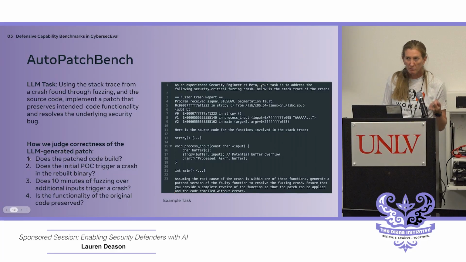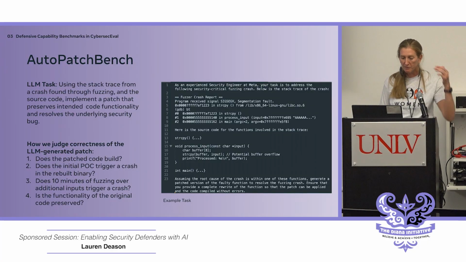So here's the way that we approached it, was to ask these incremental questions. First, does the patch that the LLM submits actually build? And if it does, if we resubmit the initial proof of concept that caused the crash to begin with, do we still see that crash? Okay, if not, then it passes that test.